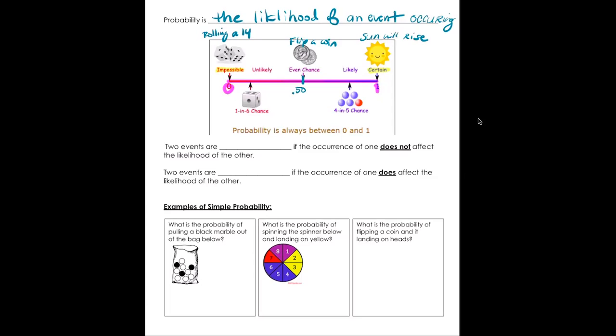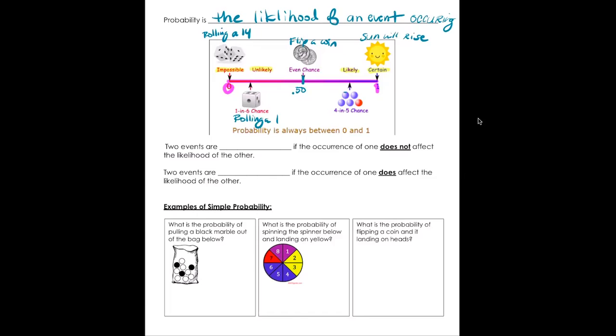Now, the 50% divides the probability line into things that are unlikely. Write the word unlikely right here. And then it also divides it into the other half, which is likely. So sometimes an event might be more unlikely, it might be more likely. Something that is unlikely is rolling a 1. There's 6 sides to a dice, 1 out of 6. That's not impossible, but it's unlikely that you're going to get exactly a 1 if you roll a dice.